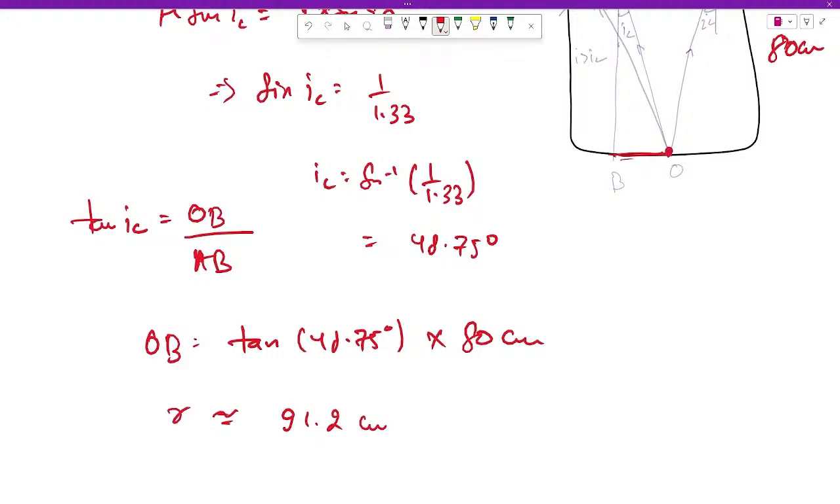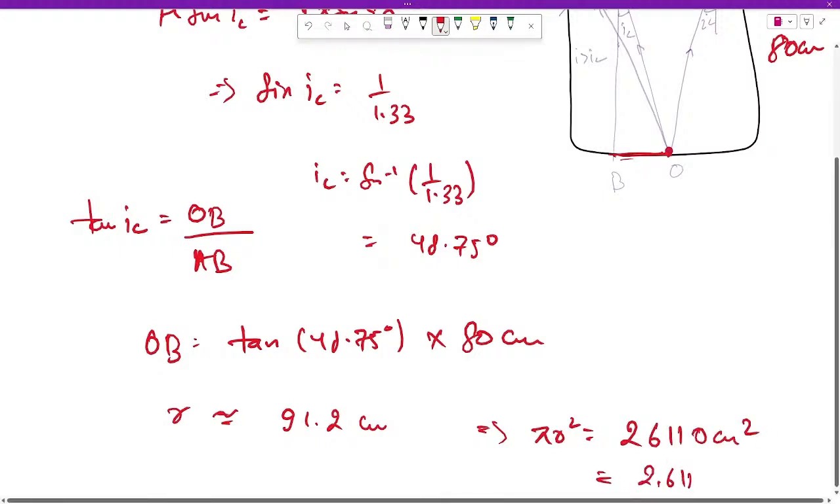Now in order to find the area, we can use the formula for the area of a circle, that is pi r squared, and this gives us 26110 centimeter square, or we can say 2.61 meter square.